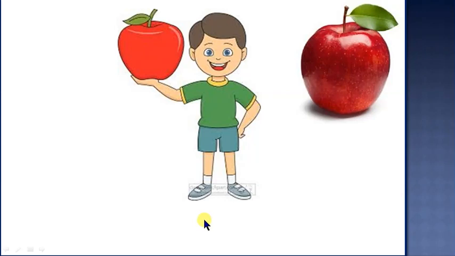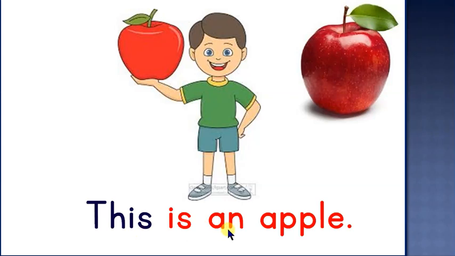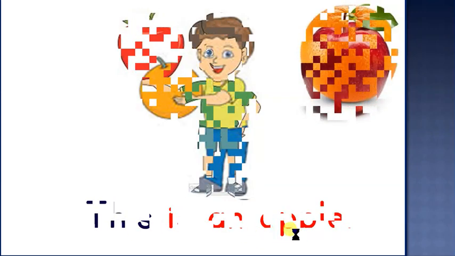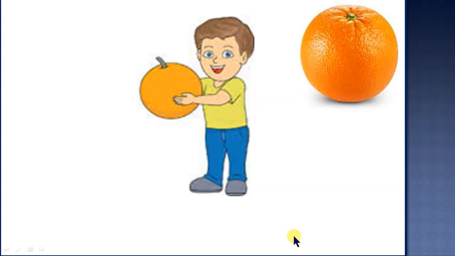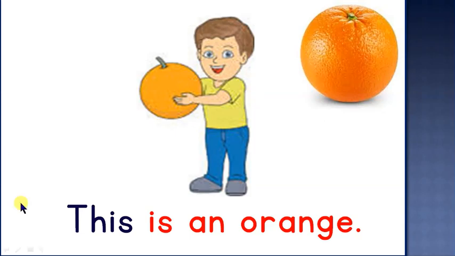Look at this child. He likes to eat an apple and he says, "This is an apple." Yes, this boy likes to eat an orange. He says, "This is an orange." Repeat after me. This is an orange. Are you reading? Good. Yes.